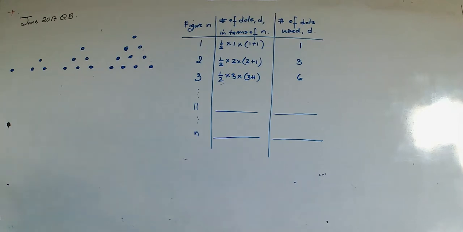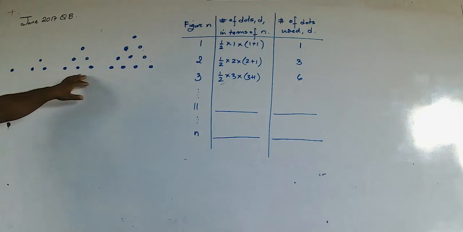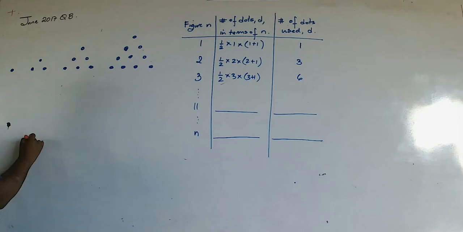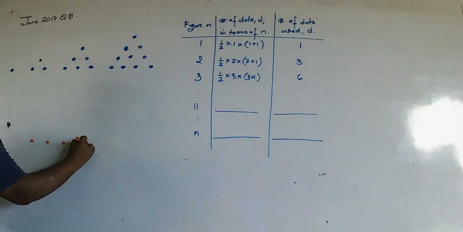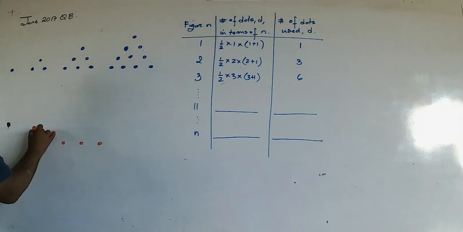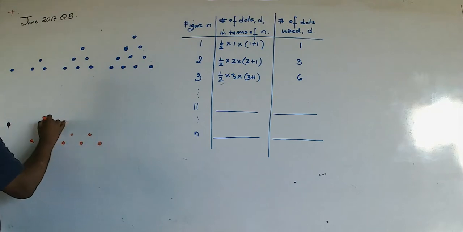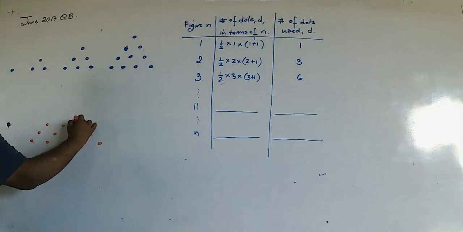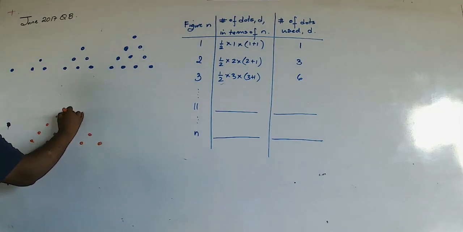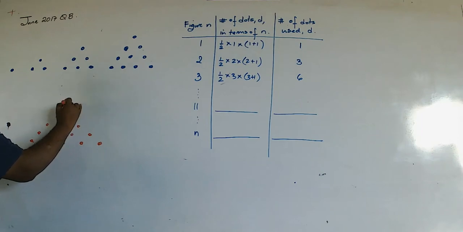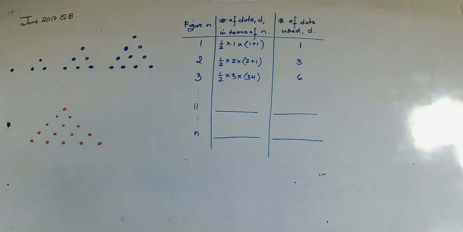What do we have on the hand? 1 dot, 2 dots, 3 dots, 4 dots. The next one must have what? So 5 dots on the bottom. 1, 2, 3, 4, 5. 1, 2, 3, 4. 1, 2, 3. 1, 2, 1. Do you have that? Yes, sir. That's the fifth figure.